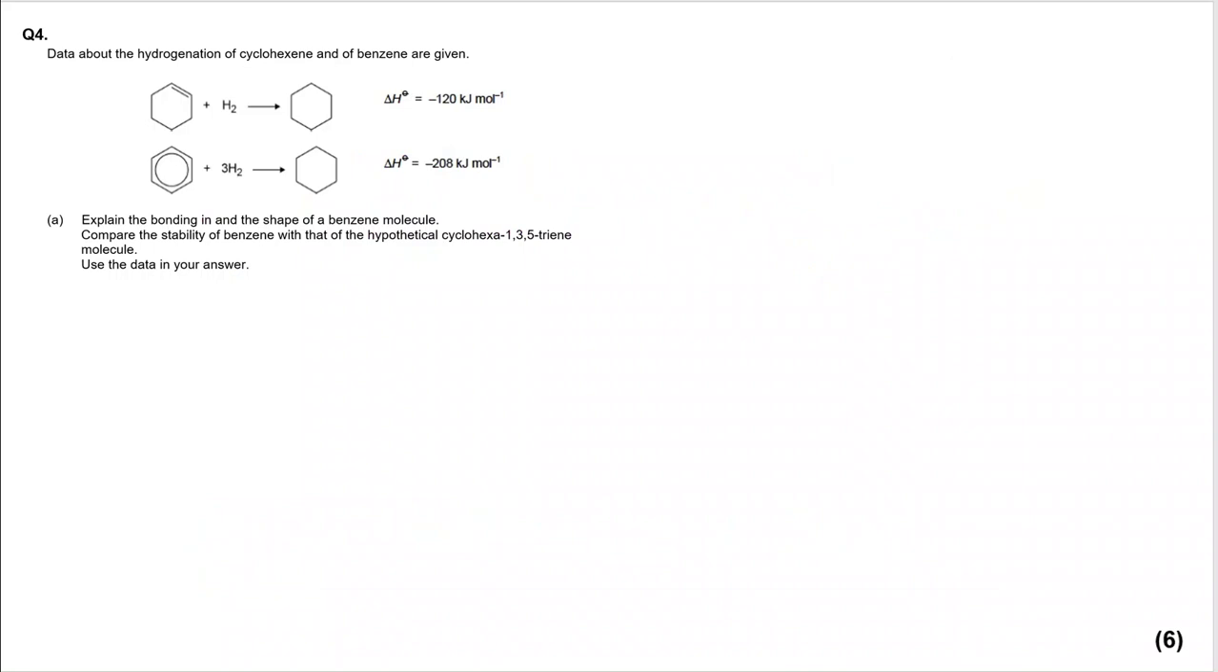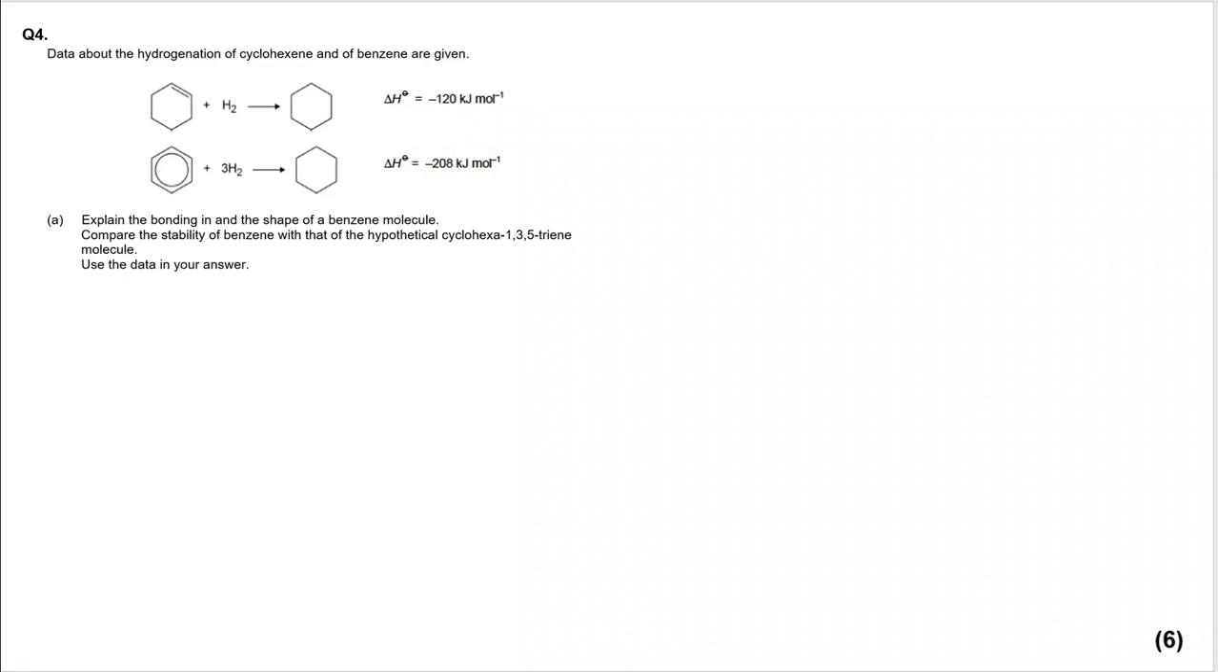We're given data about the hydrogenation of a cycloalkene and of benzene. So we've got figures there. You're asked to explain the bonding in and the shape of a benzene molecule. Compare the stability of benzene with that of the hypothetical cyclohexa-1,3,5-triene and use the data in your answer.